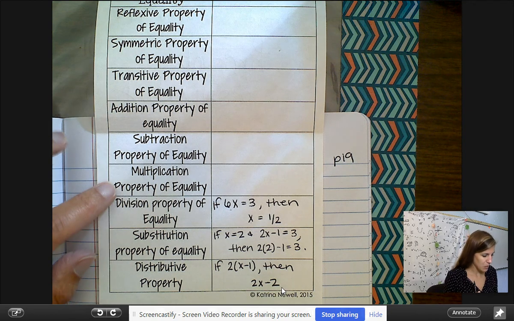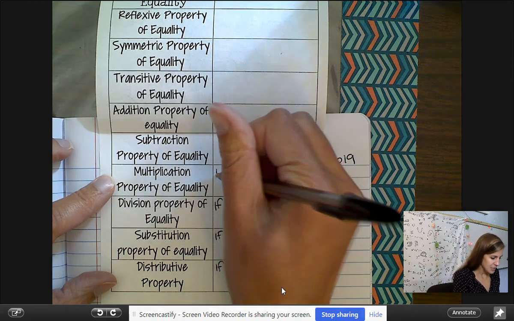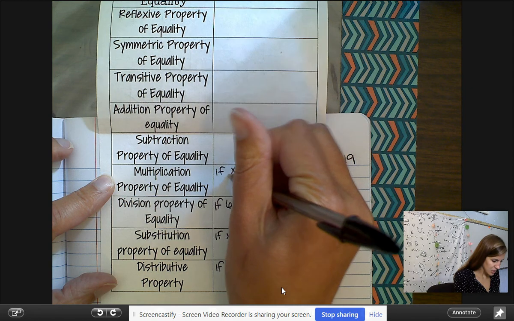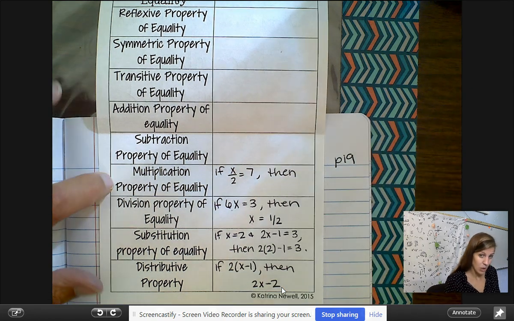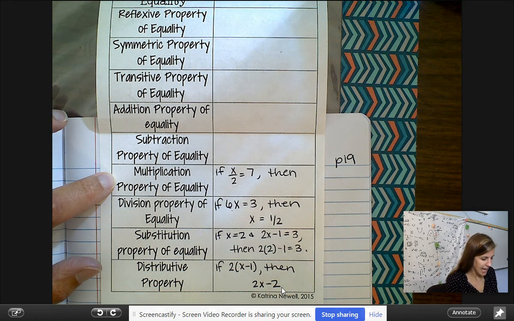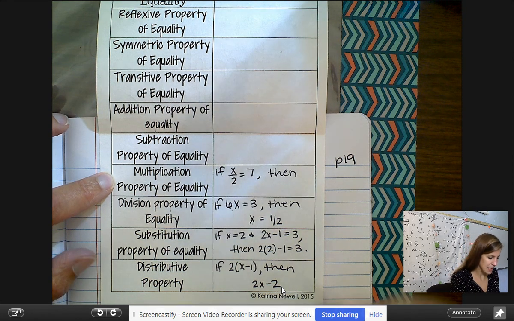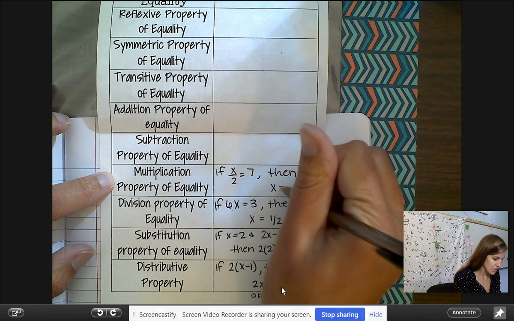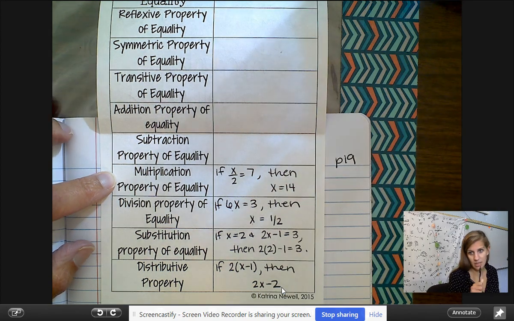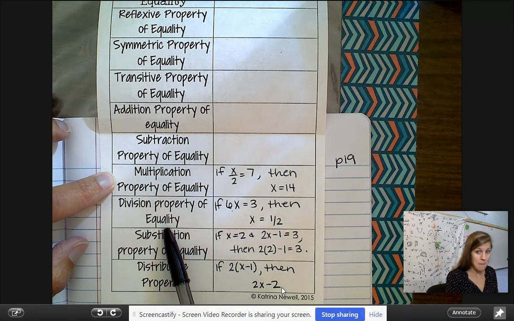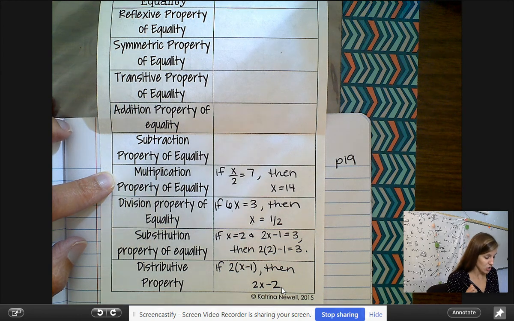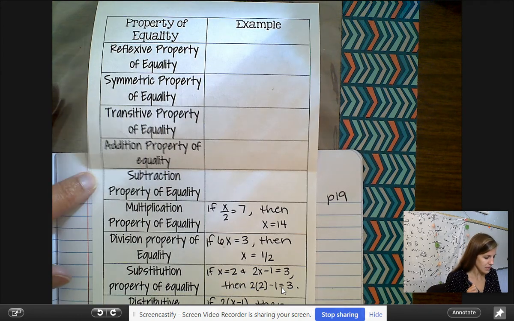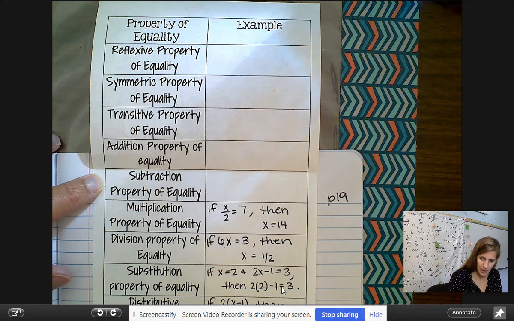Similarly, we have our multiplication property of equality. So if, for instance, I had x over 2 equals 7, then by the multiplication property of equality, I can multiply both sides by 2, and x would be 14. So times both sides by 2. So these are all like the math facts that we use to solve linear equations, which is super good to keep in mind.